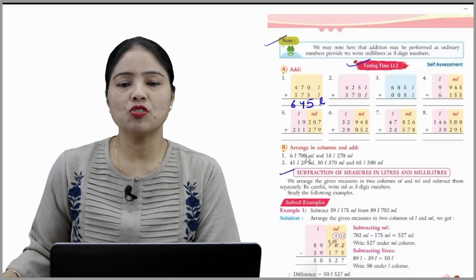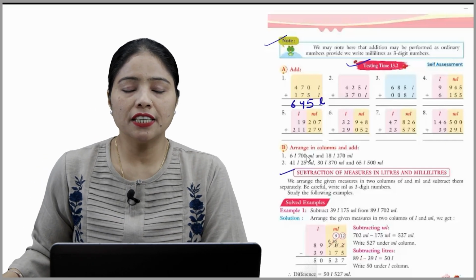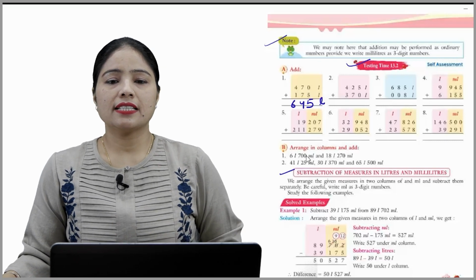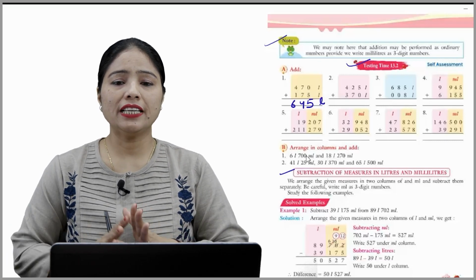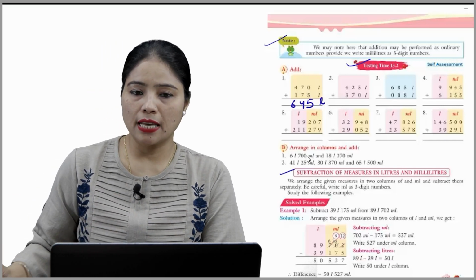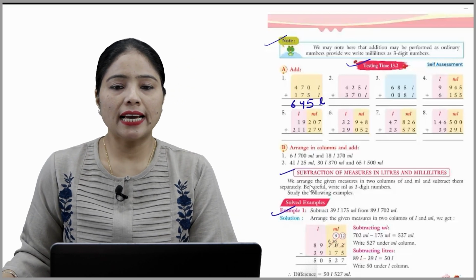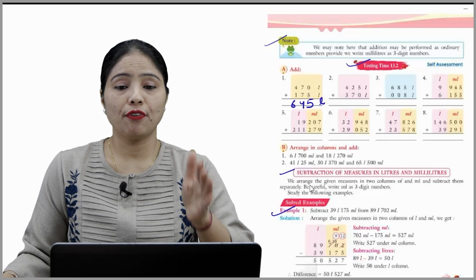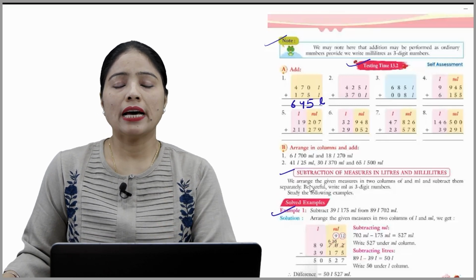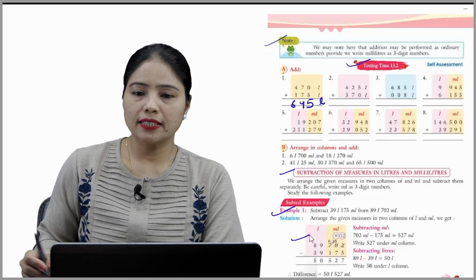Okay. Now move on to subtraction of measures in liters and milliliters. We arrange the given measures in two columns of liters and milliliters and subtract them separately. Be careful. Write milliliter as 3 digit numbers. Study the following example. Example 1 here. Subtract 39 liter 175 milliliter from 89 liter 702 milliliters. So now arrange the given measures into two columns, like liter and milliliter like that.